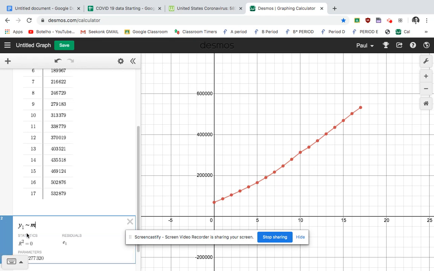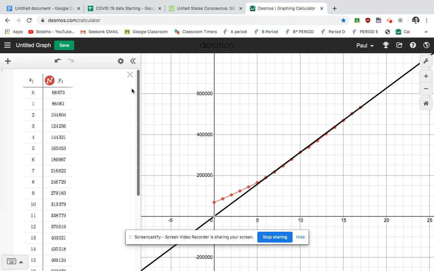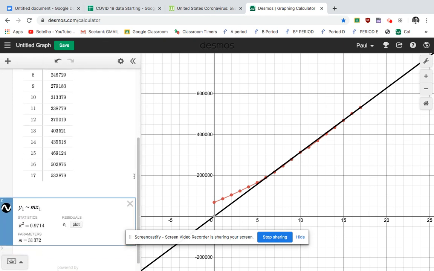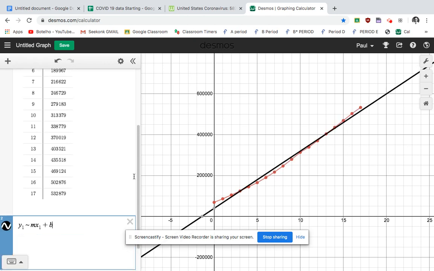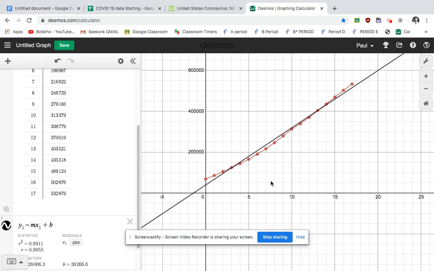It's going to look at the slope. And then you're going to put x1 because you want to look at these x1 coordinates here. And then you're going to tell it to do plus the y-intercept. So you're going to go plus b. Aha. So now you can see in my graph, a line of best fit was created.